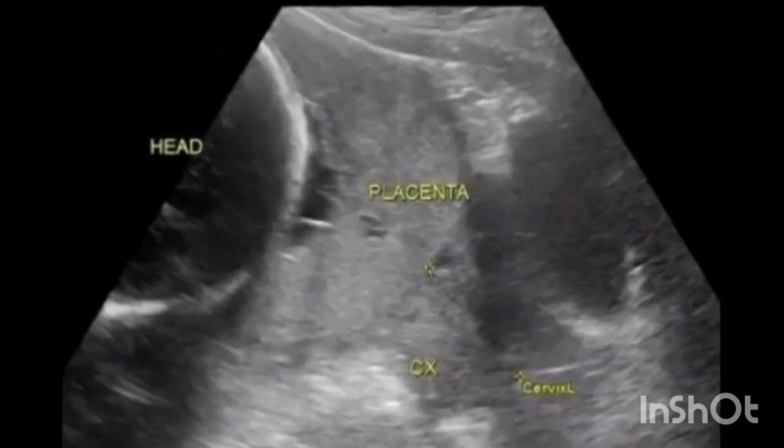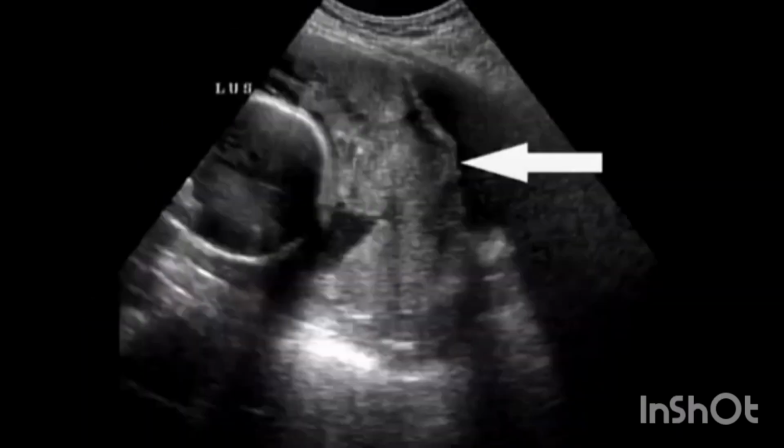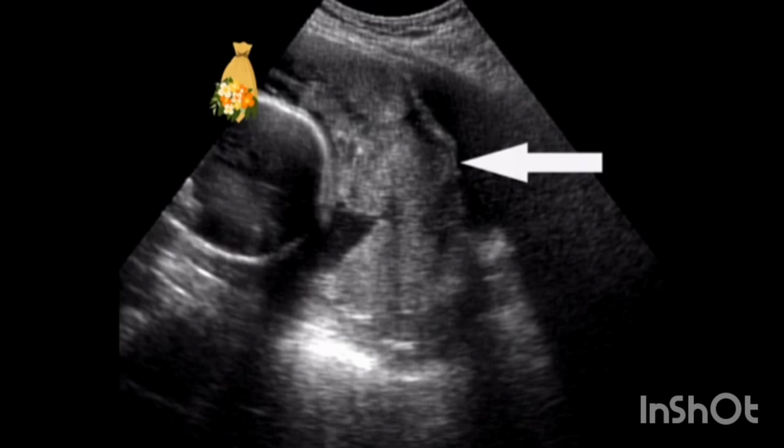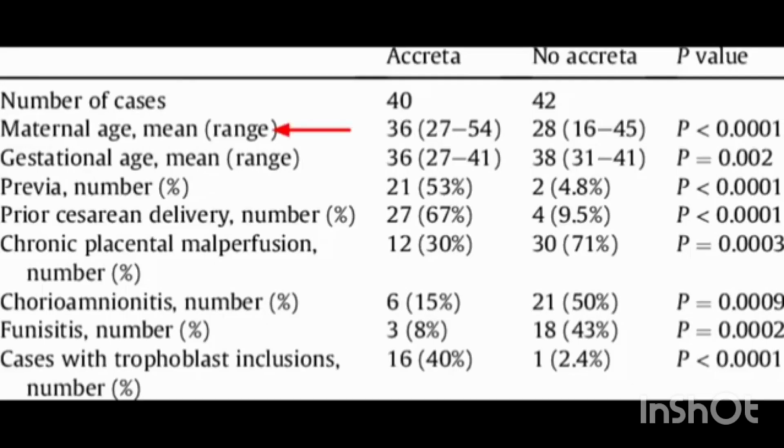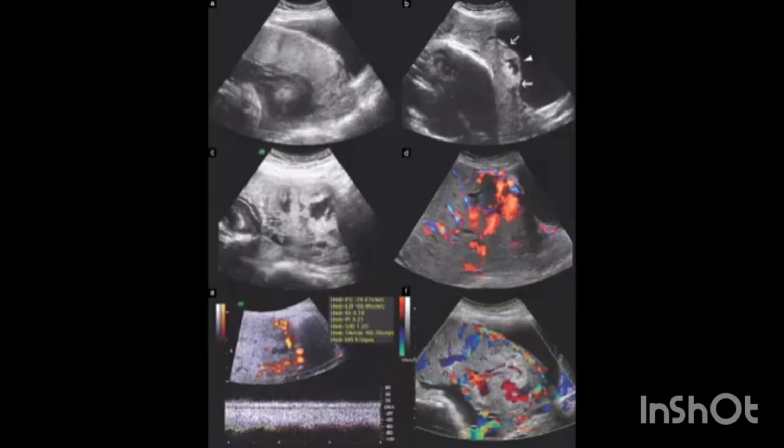2. Placenta position. If the placenta partially or totally covers your cervix, placenta previa, or sits in the lower portion of your uterus, you're at increased risk of placenta accreta. 3. Maternal age. Placenta accreta is more common in women older than 35. 4. Previous childbirth. The risk of placenta accreta increases as your number of pregnancies increases.